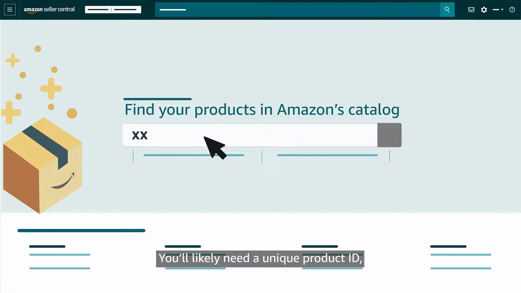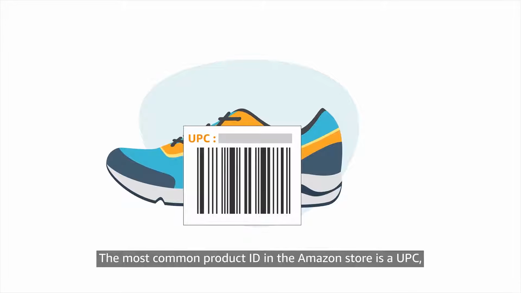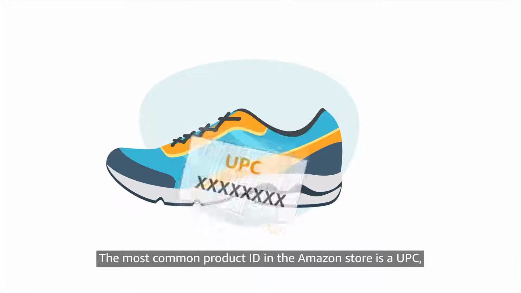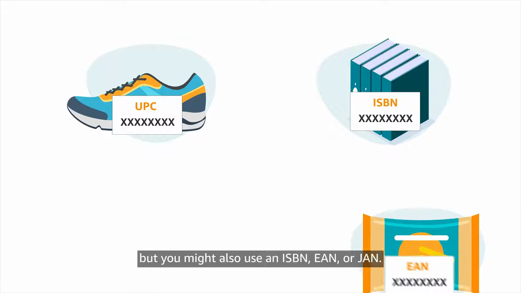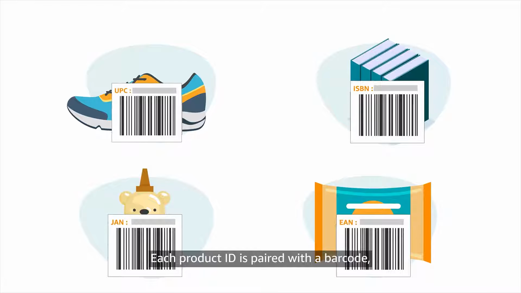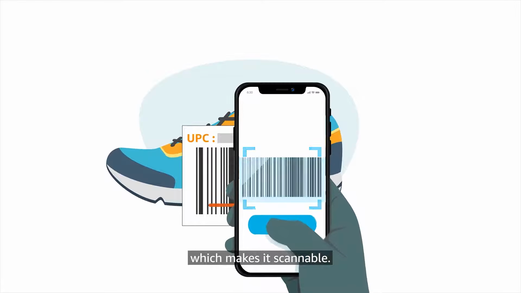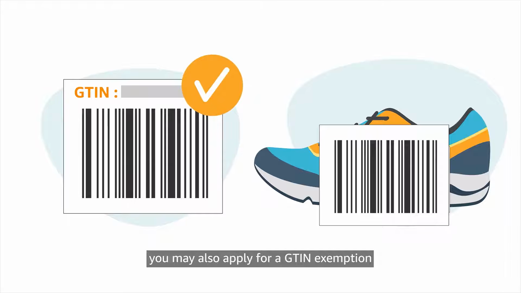You'll likely need a unique product ID or GTIN to list. The most common product ID in the Amazon store is a UPC, but you might also use an ISBN, EAN, or JAN. Each product ID is paired with a barcode, which makes it scannable. In some cases, you may also apply for a GTIN exemption when a product doesn't have a barcode.